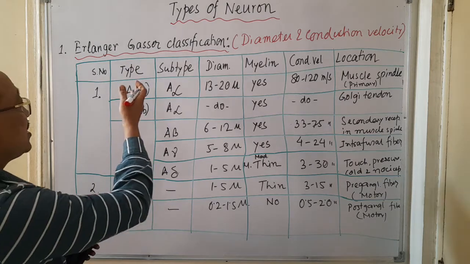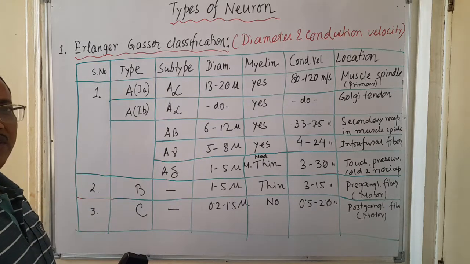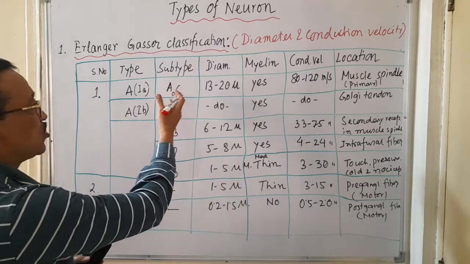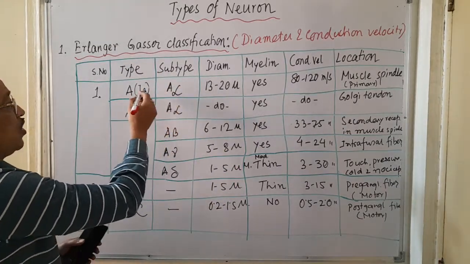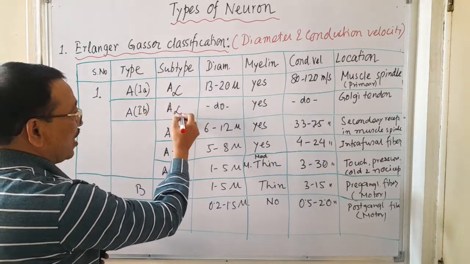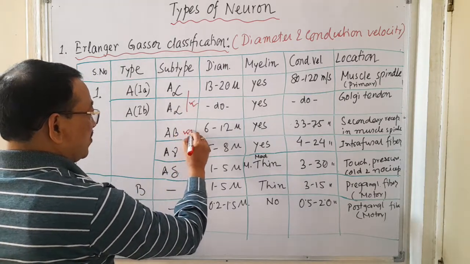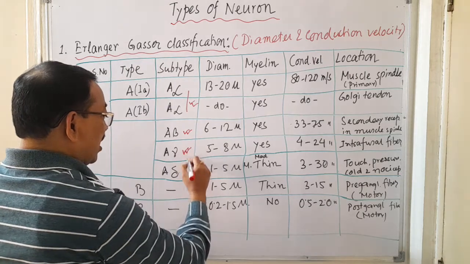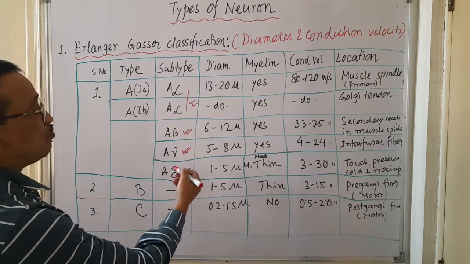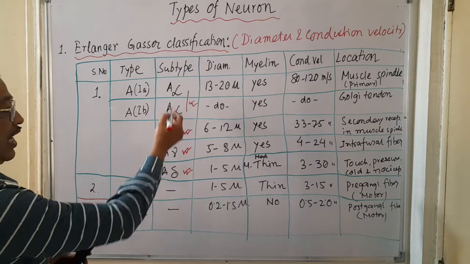Now this type A nerve fiber is again further classified into different subtypes. Let us see here. A is again classified into A alpha, A beta, A gamma and A delta. So there are 4 subtypes of the A type of fibers.